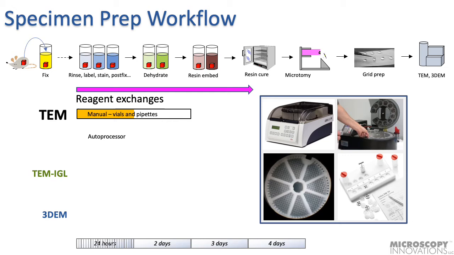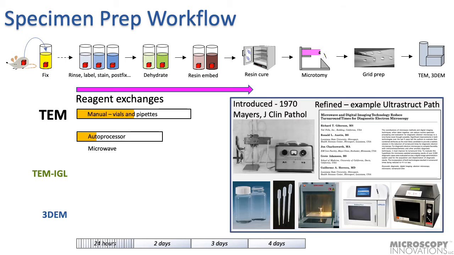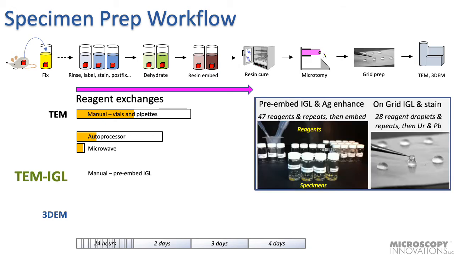Autoprocessors improve the workflow. The total time and labor times are both reduced, with much of the labor being the transfer of specimens in and out of baskets and their documentation. Microwave processing was introduced in the 1970s and refined over many decades, and it provides major increases in prep speed. The workflow is very busy, consisting of manual reagent exchanges in between each microwave cycle.